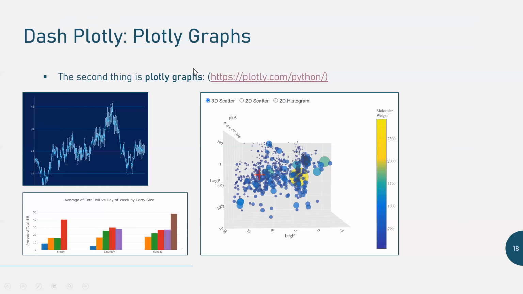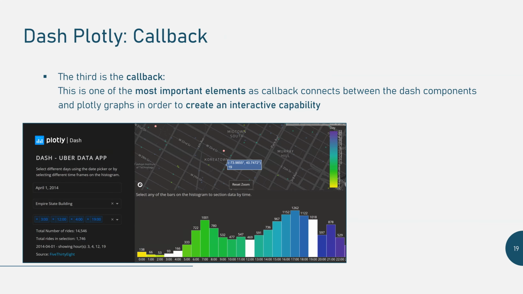So this would be a pretty simple part, and the next part is the most important, I would say, and it's the callback. The reason why callback is important is that it's the main connection between the first two parts, mainly Dash components and the graphics, and this connection via callbacks is what allows you to create the interactive capability of Dash. And here you can see one of the examples of using Dash in the case of Uber rides.